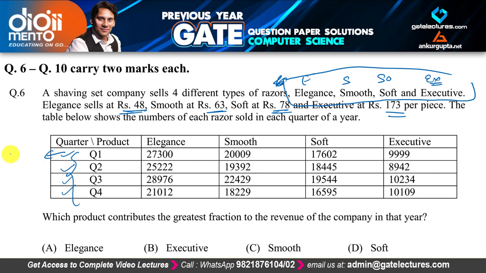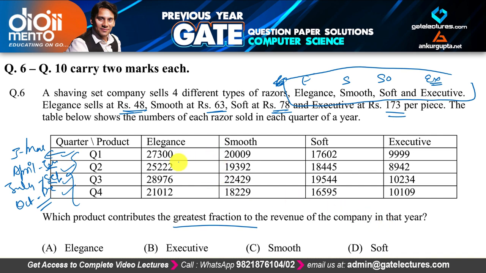So what is the first quarter? First quarter is from January to March. The second quarter is from April, May and June. Third quarter is from July to September. And the fourth quarter is October to December. So these are 4 quarters in the company. Now which product contributes to the greatest fraction of the revenue of the company in that year?